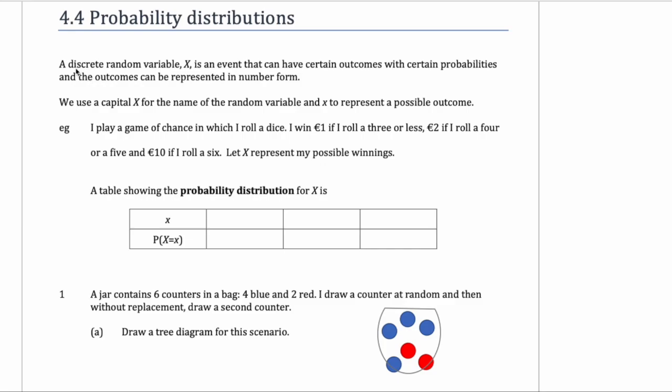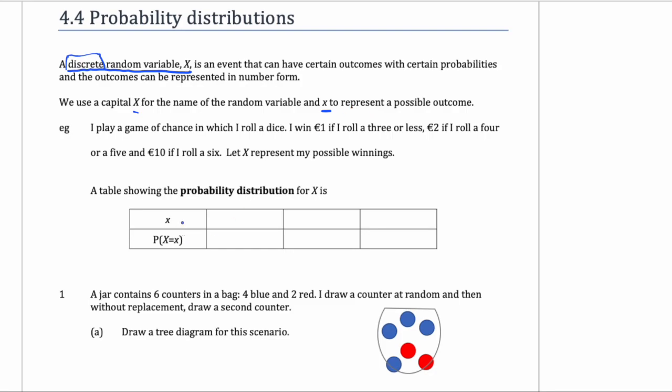So we're looking at some definitions. First, a discrete random variable X. Sometimes we like to call a probability X, and we call it a discrete random variable X if the values that are possible are discrete values and not continuous. Okay, so let's take a look. Now we use capital X for these discrete random variables and small x to represent a particular possible outcome.